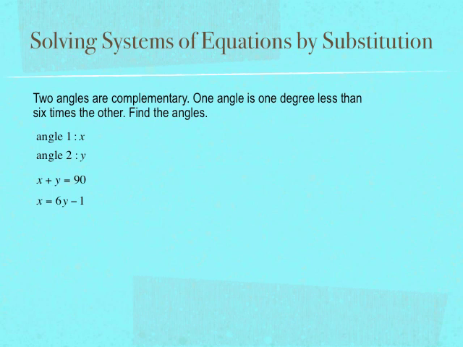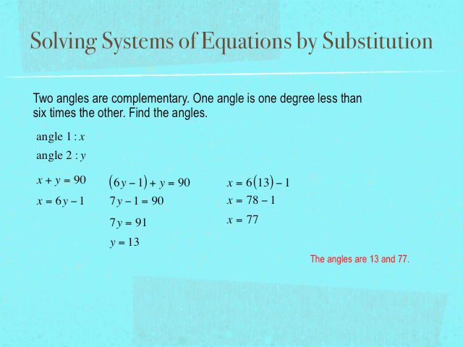One angle is x equals 1 degree less than, I'm going to subtract 1 from something, 1 degree less than 6 times the other. That gives me my 6y. Step 1 for substitution is get one variable by itself, which I've already got, luckily. Plug it into the other equation. So I have 6y minus 1 plus y equals 90. 7y minus 1 equals 90. 7y is 91, so y is 13 again. And back substitute for x. X is 77. So my angles are 13 degrees and 77 degrees.